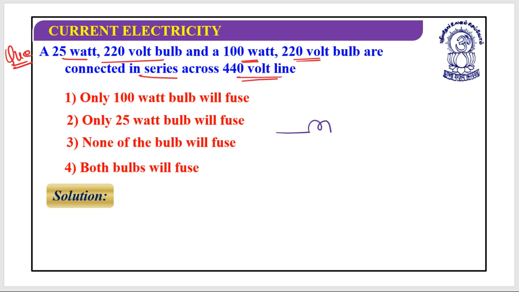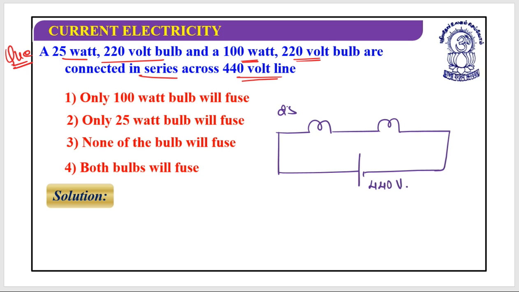Let's suppose this is the first bulb, this is the second bulb, and they have been connected with a supply of 440 volt. This bulb is of 25 watt and 220 volt. This bulb is of 100 watt and 220 volt. Yes, this is the situation.